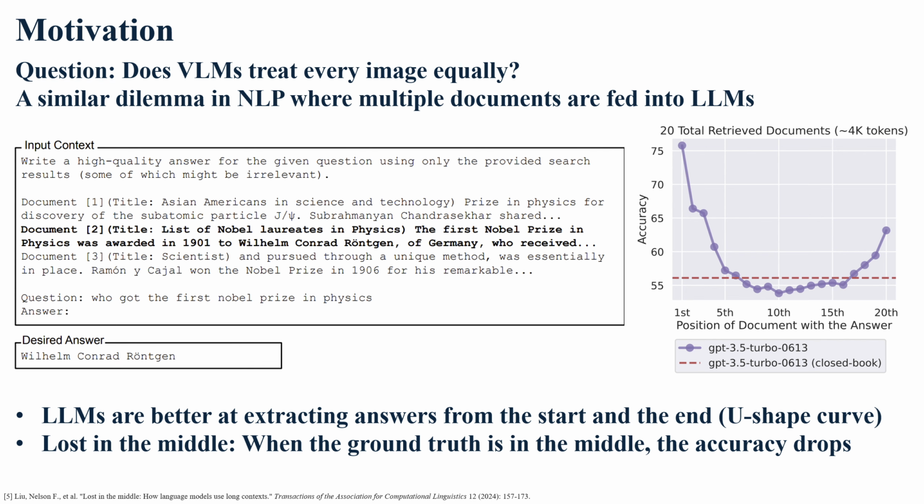Their finding is that when the key document is presented at the beginning or at the end of the input, the model has a relatively high accuracy. However, when the key document is presented in the middle of the input, the model has very poor performance, which forms a typical U-shaped curve for the accuracy across different positions of documents. This is also called the lost-in-the-middle phenomenon, where when the ground truth or the key information is placed in the middle, the accuracy drops a lot.